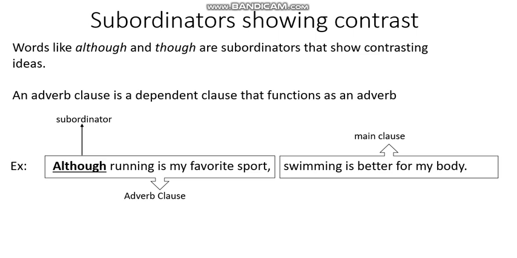So let's look at the adverb clause. "Although running is my favorite sport." This is not a complete sentence. It cannot stand alone. "Swimming is better for my body." This is actually a complete sentence and can stand alone. So this is the main clause. This is the dependent clause. And we have our subordinator, although. Okay? So the subordinator always goes with the dependent clause.